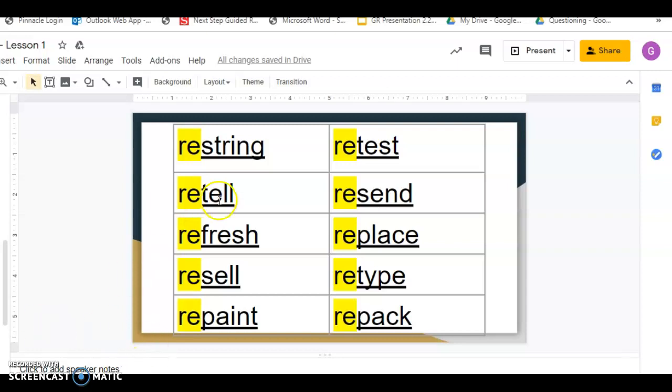Like I have to retell the story. I'm going to tell back what I read. Or I have to repaint the wall. I have to paint it again because maybe I missed a spot. So prefixes, remember, are meaningful word parts that come at the beginning of a base word. And that helps us when we're reading to understand the vocabulary.